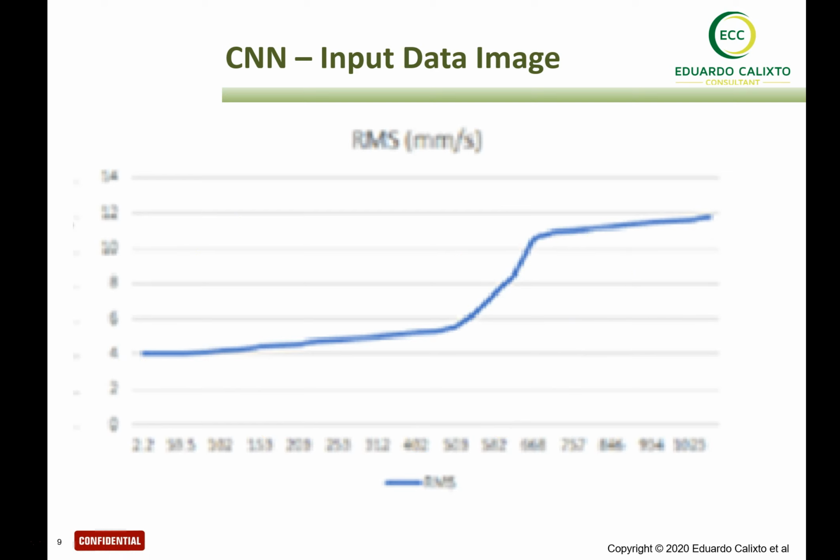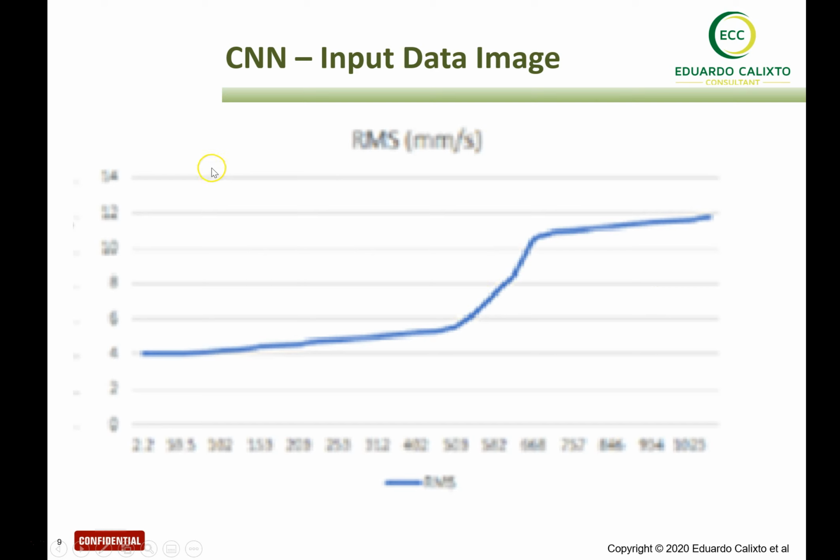And what does the convolutional neural network do? We input different pictures with moderate profiles, that is, the line is between 4 and 6, and different pictures with, let's say, a critical profile, where the vibration gets values higher than 6.